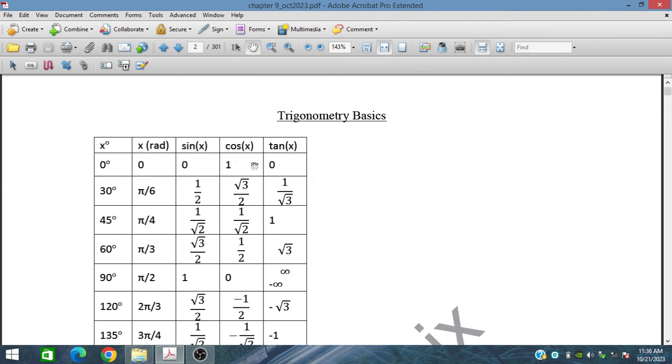Similarly, by the tangent relation, sine over cosine, we take this ratio of these two: 0 upon 1 is 0, 1 over under root 3 upon 2 is 1 over under root 3. If we divide this 1 over 2 by this one, we will get this. If we divide 1 over under root 2 by 1 over under root 2, we will get 1. If we divide this by this, we get this.